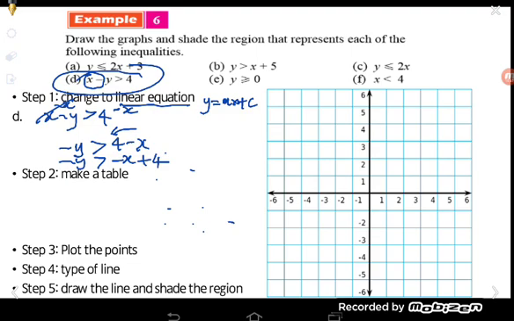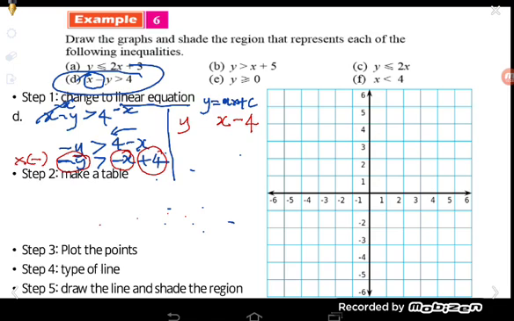Okay, now it's still not complete, because you have this negative sign here. So how do you remove that negative? How do you make it disappear? To make it disappear, you times with a negative. Here you times negative, it will become y. Here you times negative, become x. Here you times negative, become negative 4.